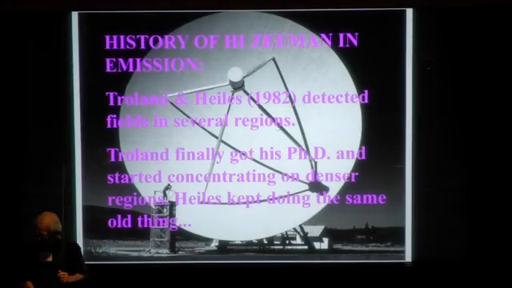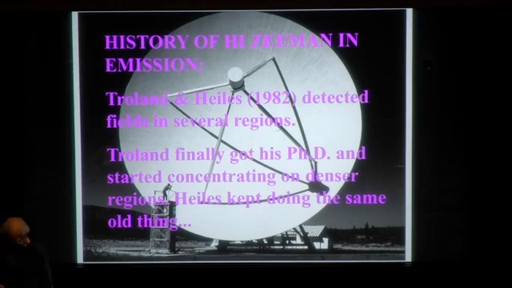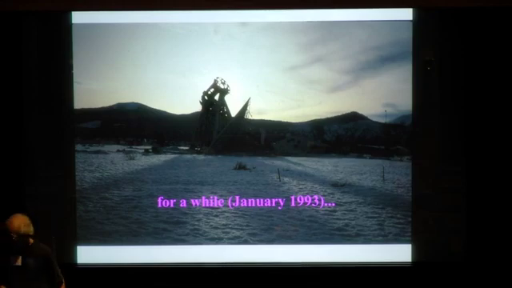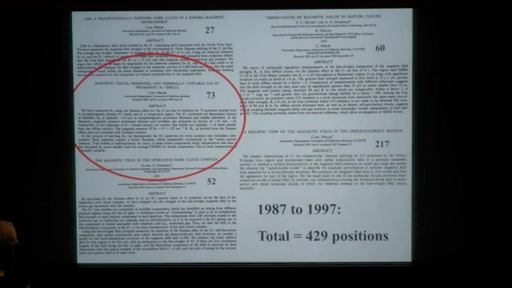Now in emission, Tom Troland and I started in the 70s to measure a lot of positions using this 85-foot telescope. Tom did his thesis on it. Then he left and started working on denser things with Dick Crutcher. And I kept using the same old telescope until I couldn't use it anymore. Got as much out of it as I possibly could. During that time, we looked at 429 positions, spread over 5 papers.